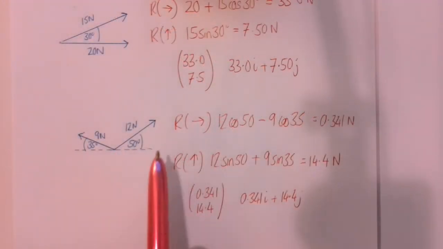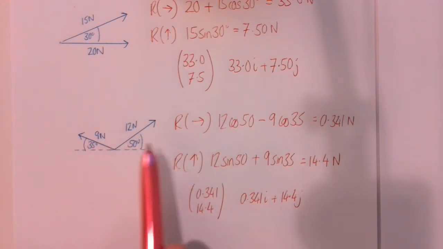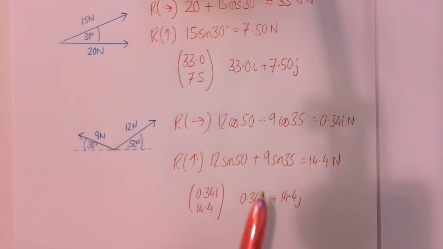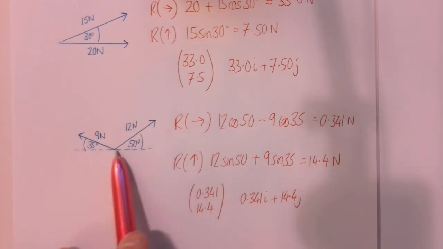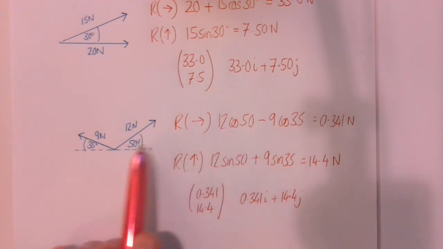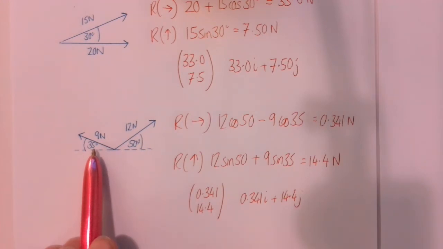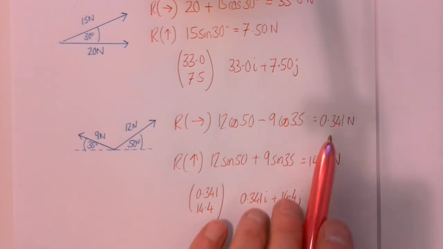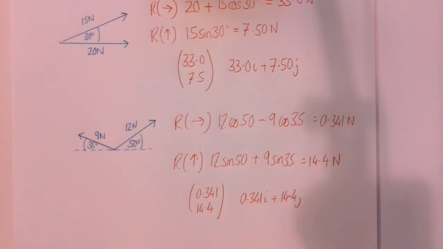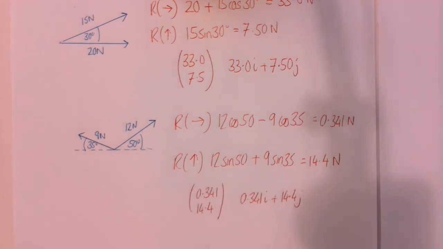Okay, so resolving horizontally, these two forces were opposing each other. So I was saying, right, to the right is positive, doesn't actually matter, but that's the convention. So this force horizontally is 12 cos 50. I know the angle from the horizontal, so it's cos. But this force, which is 9 cos 35, is acting against it. So it's that, take away that. And they almost cancel each other out, but there is an effect in the positive x direction.